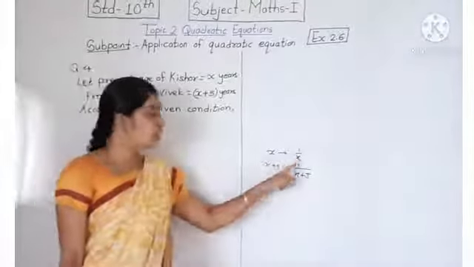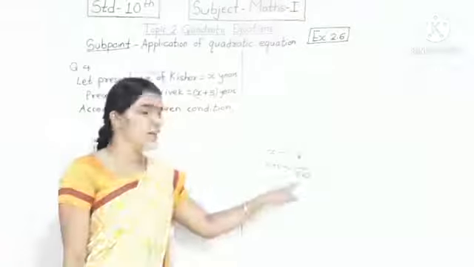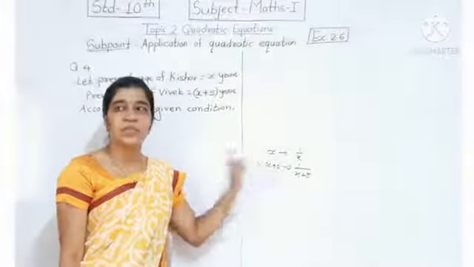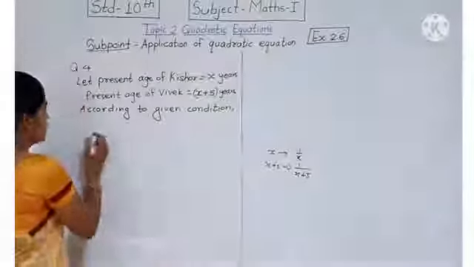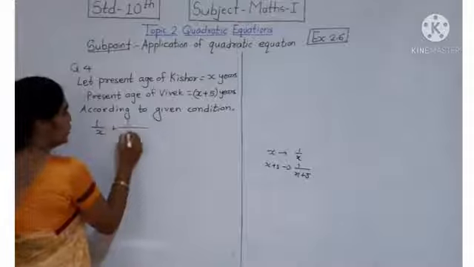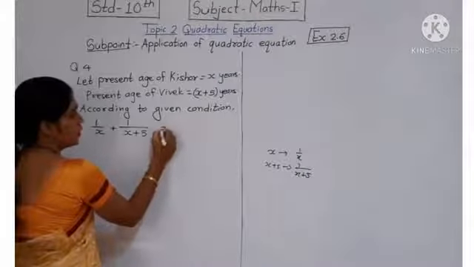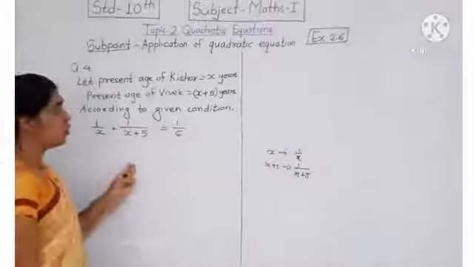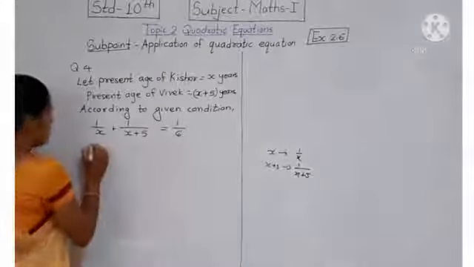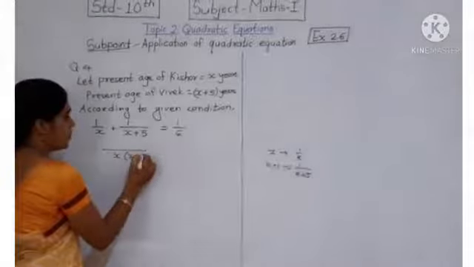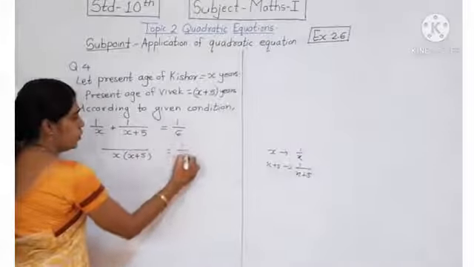The sum of the reciprocals. What is the sum given? 1/x and 1/(x plus 5), the sum given is 1/6. So 1/x plus 1/(x plus 5) is equal to the given 1/6. Now we simplify this. Take the LCM here: x into (x plus 5), is equal to 1/6.